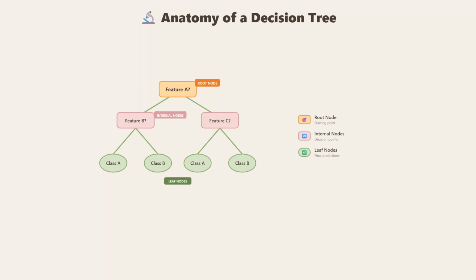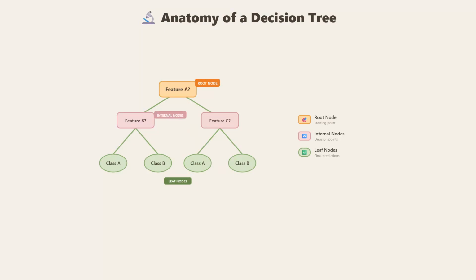Next, we have internal nodes, shown in pink. These are the decision points in the middle of the tree. Each internal node asks a question about a specific feature, like is the income greater than 50,000, or is the education level above high school? When data flows through an internal node, it gets directed left or right based on the answer.